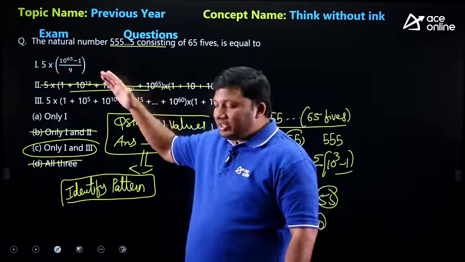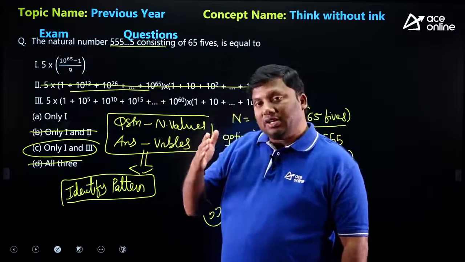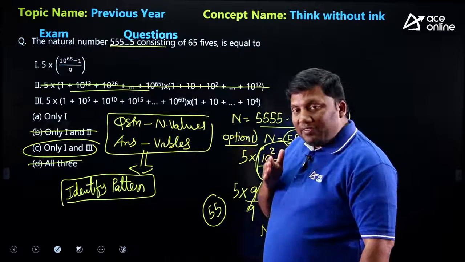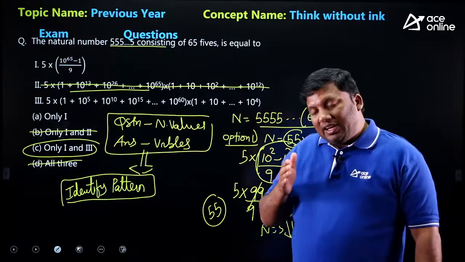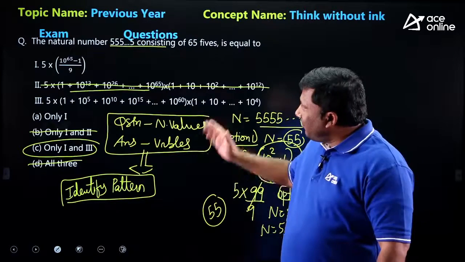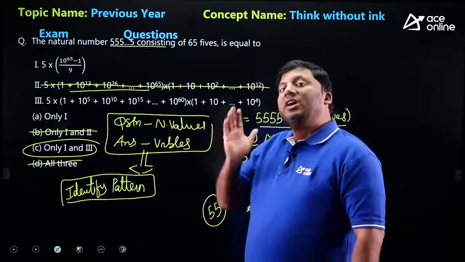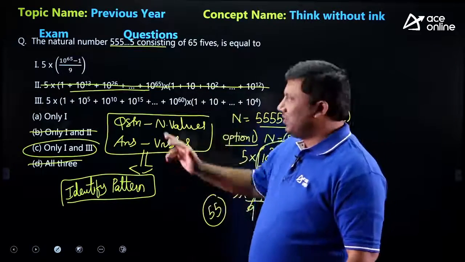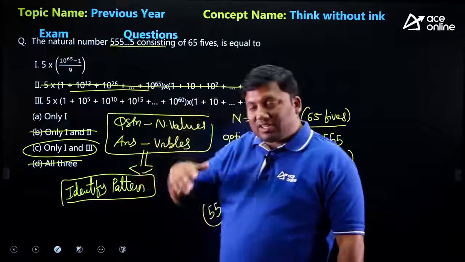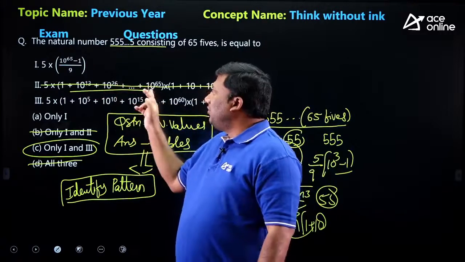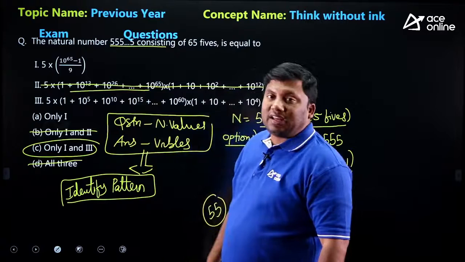First one is right, because if 5 is written 2 times, it is 5 by 9 into 10 square minus 1. If 5 is written 3 times, 5 by 9 into 10 cube minus 1. If 5 is written 65 times, it will be 5 by 9 into 10 power 65 minus 1. I hope the pattern observation is clear. The answer is less than 10 power 65. How can it be more than 10 power 65?